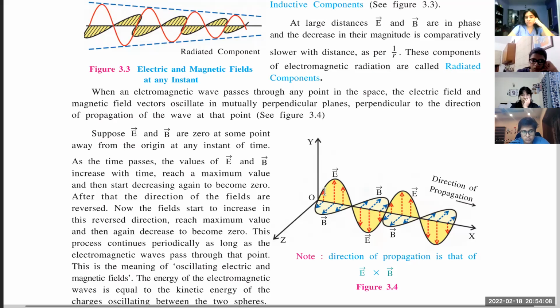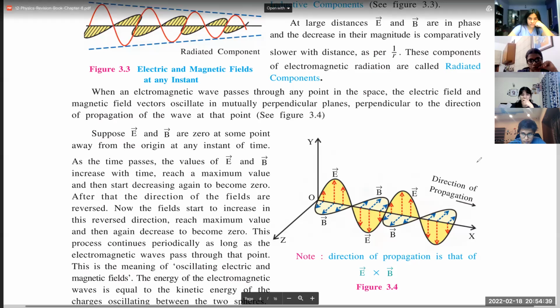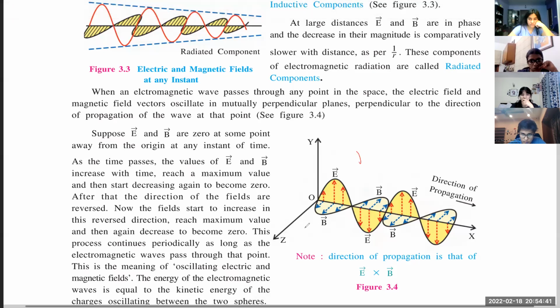So if you want to write E as a function, you'll write EY is equal to E naught something, right? Similarly, see the B vector is in the Z direction, and which plane? ZX plane, right? B is oscillating in the Z direction, coming out. So E is in the Y direction, which is j. B is in the Z direction, which is k.